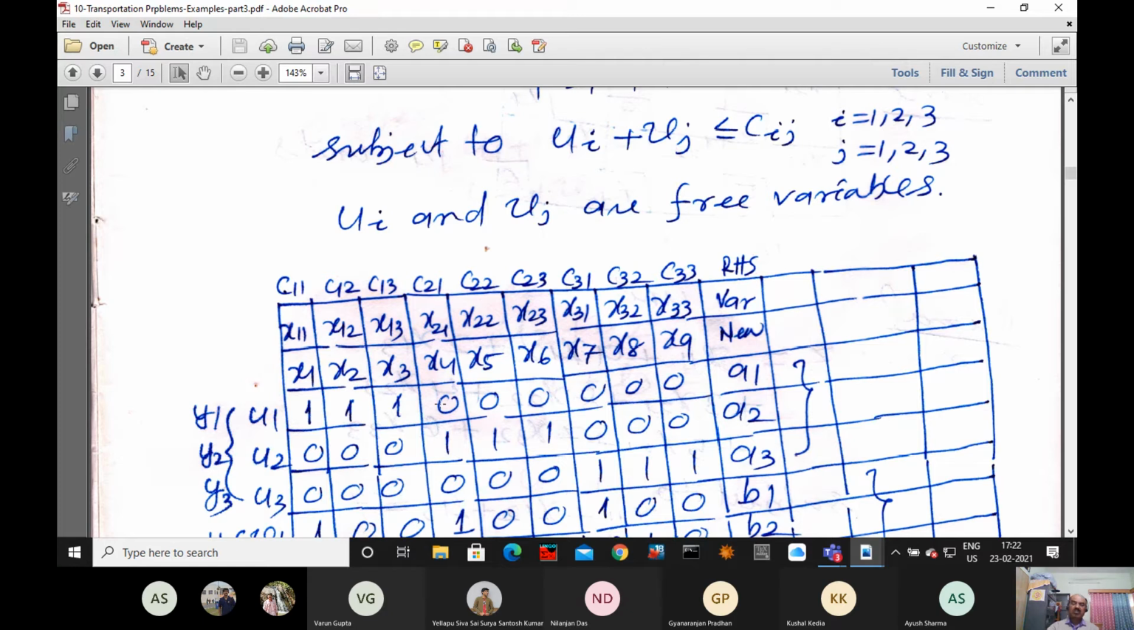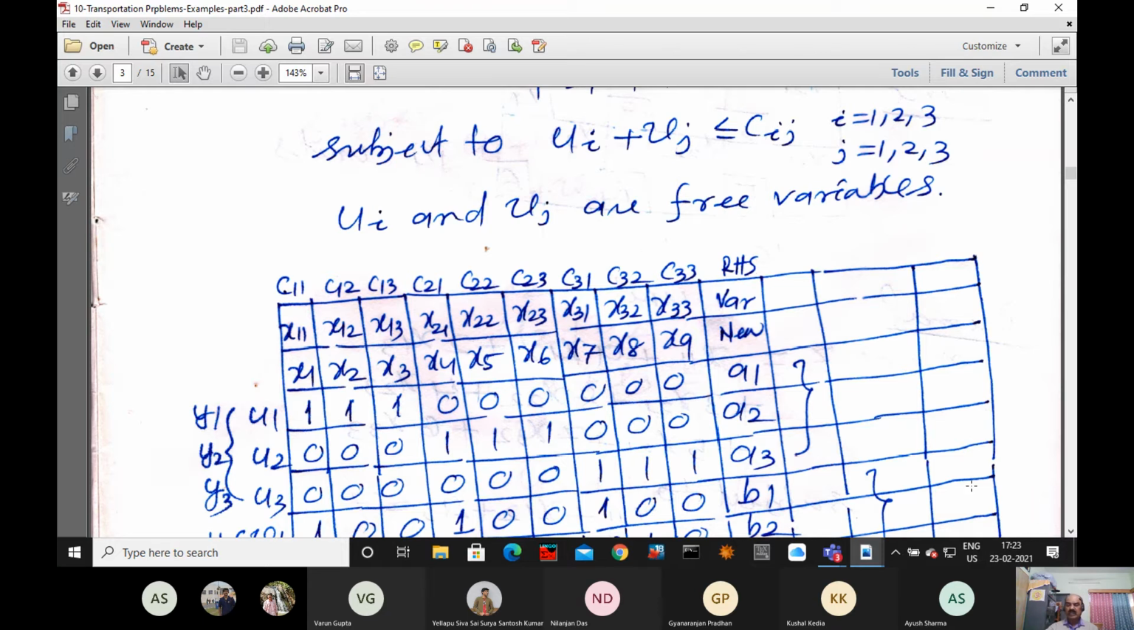See here. For the first constraint, the first 3 variables have coefficients 1, 1, 1, and the rest are all 0. For the second constraint, x4, x5, x6 have coefficients 1, 1, 1, the rest are 0. For the third constraint, the coefficients are on the last 3, that is x7, x8, x9, 1, 1, 1, and the rest are 0. Then we have x11 plus x21 plus x31 equal to b1.